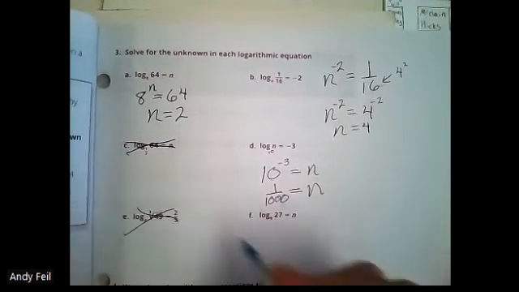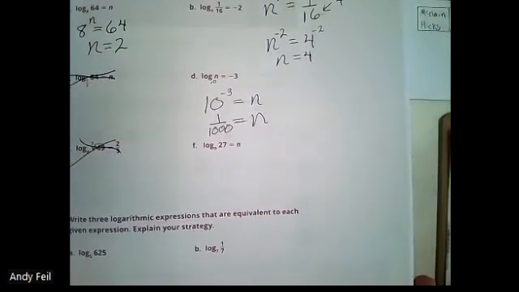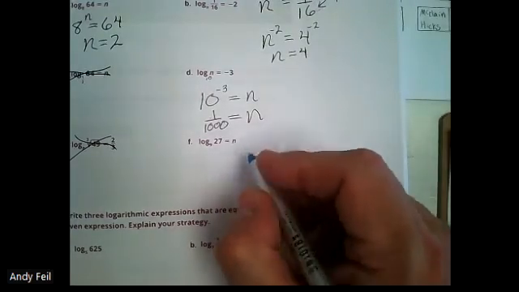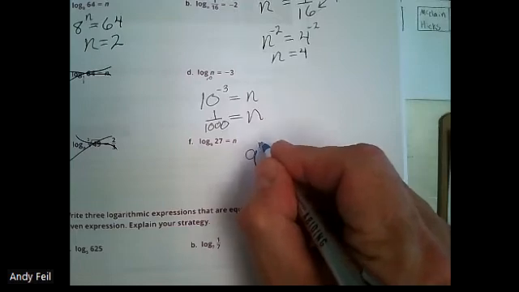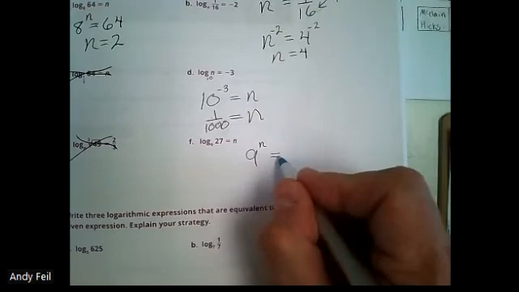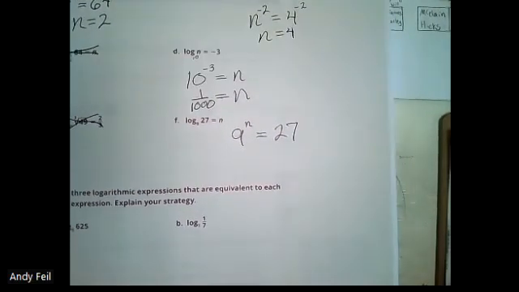Let's skip E. Let's do F. What to what? Not 9n, but 9 to the n, right? So it's not 9 times n. It's 9 to the n power is equal to how much? 27. All right, now how in the world are you supposed to figure that out?